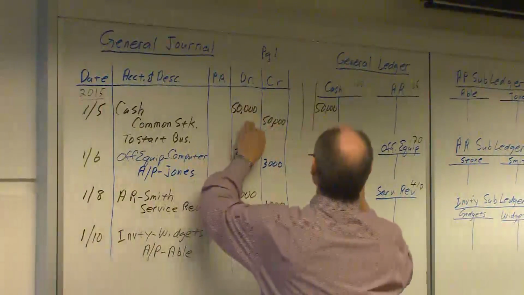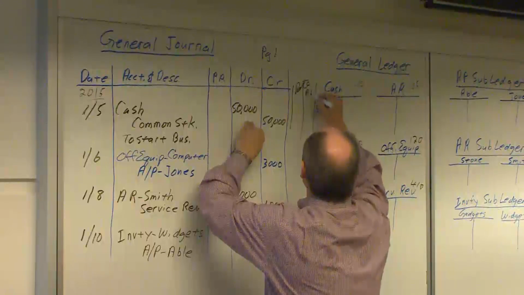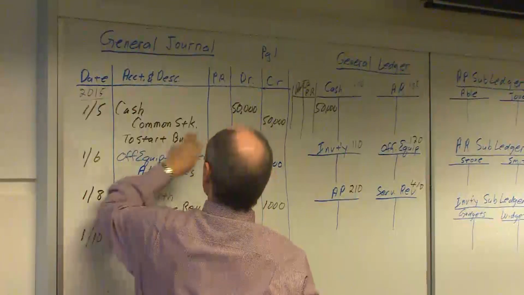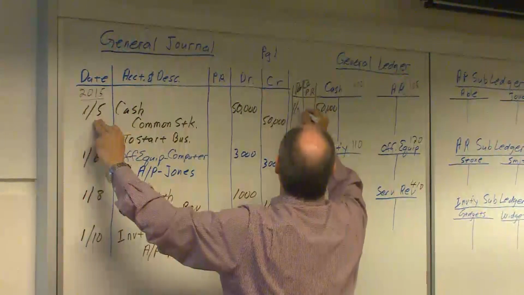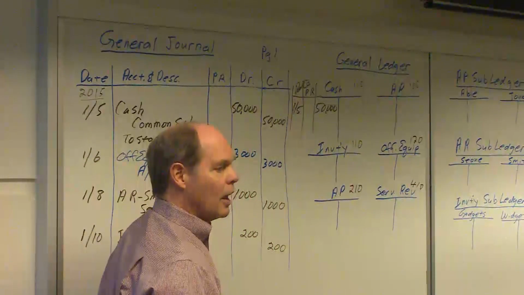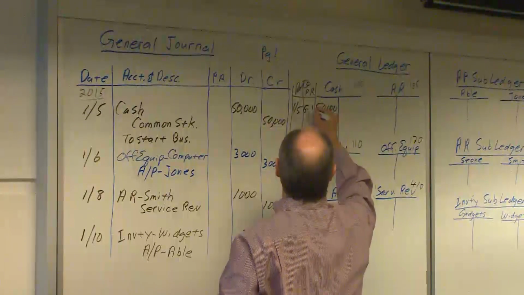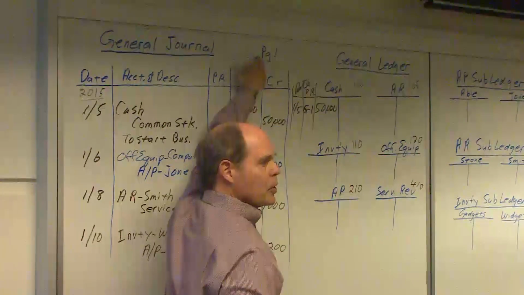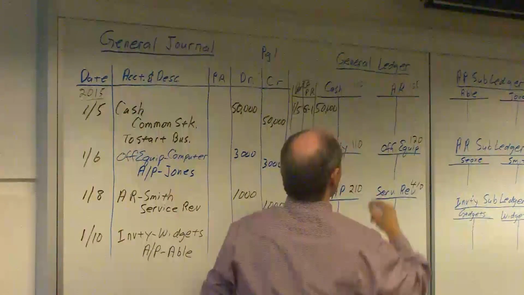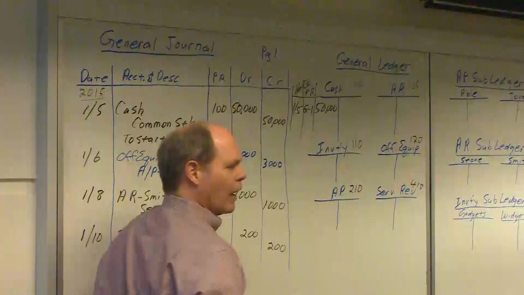So what we're going to use is, well, there actually would be a date column and a posting reference column here. So we're going to take the date, which is 1/5, and also the posting reference, which would be the page number and the journal from which it comes. So we'll call this G1, because this is page 1 from the general journal. Then all these accounts will have numbers. This one happens to be 100, so I'll take this back over and enter it there.